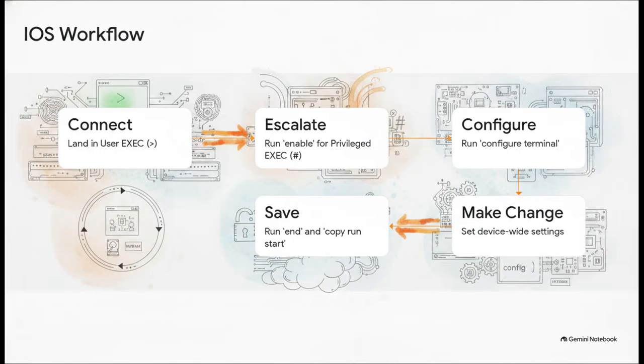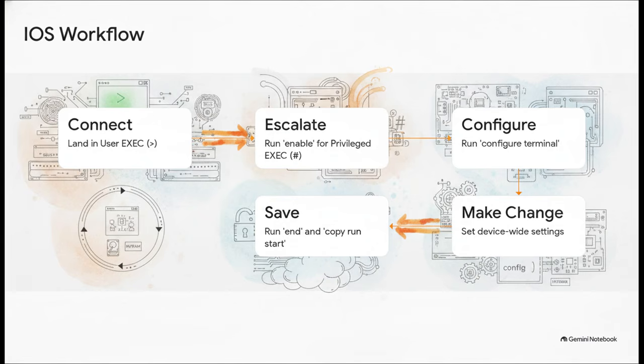Let's actually move through this and see how it builds into a real workflow. When you connect, you land in user exec. You type enable to get to privileged exec. But even then, you still can't make system-wide changes. You have to type configure terminal to enter global config mode. You'll actually see your prompt change right there to include the word config in parentheses.